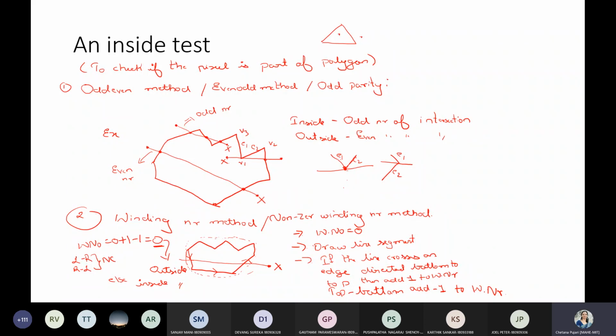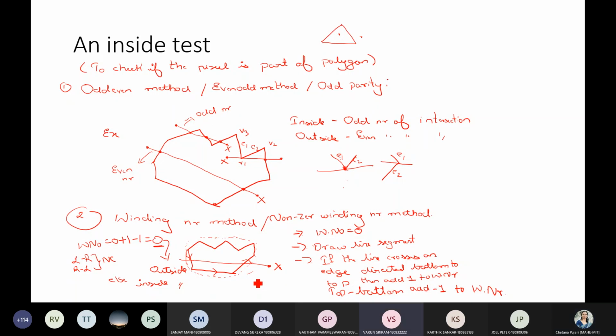Excuse me, ma'am. If the line passes through horizontal lines, then it would be left to right or right to left, right? Yeah, correct. Yes, it will be left. So you are not going to do any change. The initial value is 0, it will still remain 0. Hence it is outside.